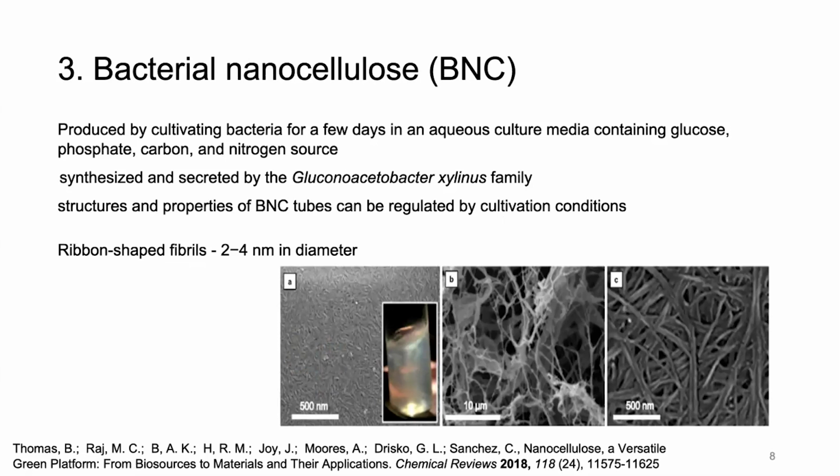Bacterial nanocellulose is extracted from bacteria that we culture in certain cell media, which contain glucose, phosphate, carbon, and nitrogen sources. This is the family of bacteria that we commonly use to extract nanocellulose. The characteristics of this nanocellulose change depending on the cultivation conditions and the media. The diameter of these fibers ranges from 2 to 4 nanometers.